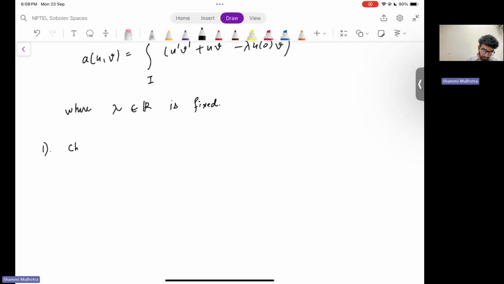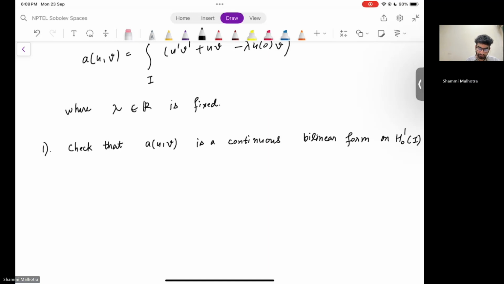The first thing we'd like to show is, check that a(u,v) is a continuous bilinear form on H_0^1(I). First of all, we have to see the hypotheses of the Lax-Milgram lemma to be satisfied.